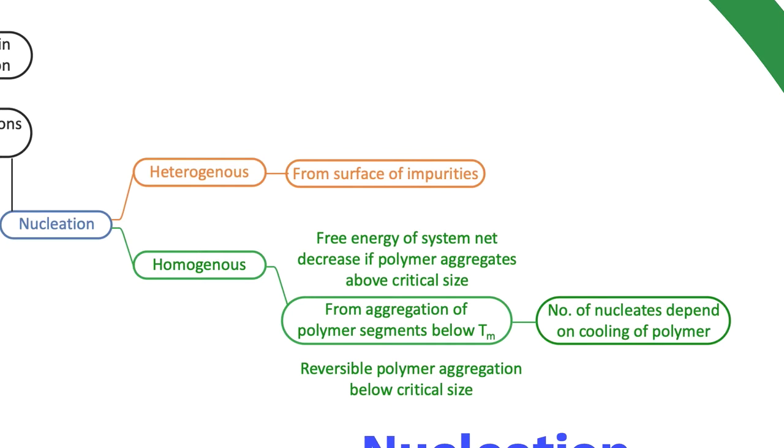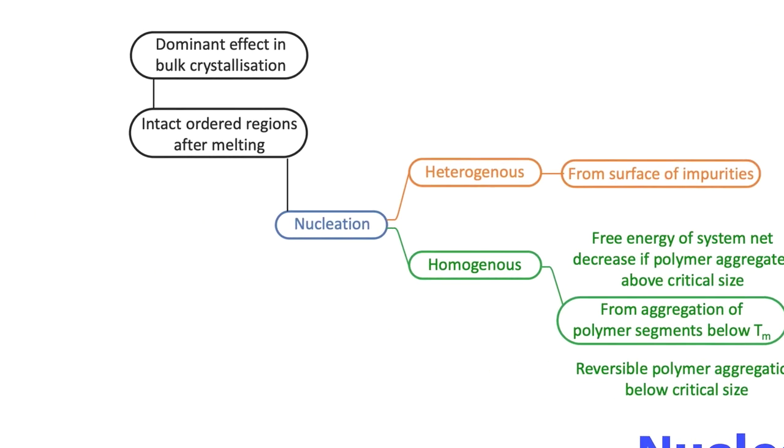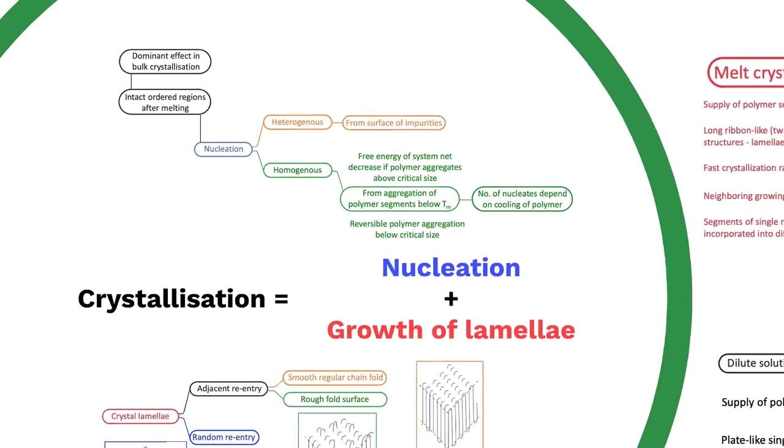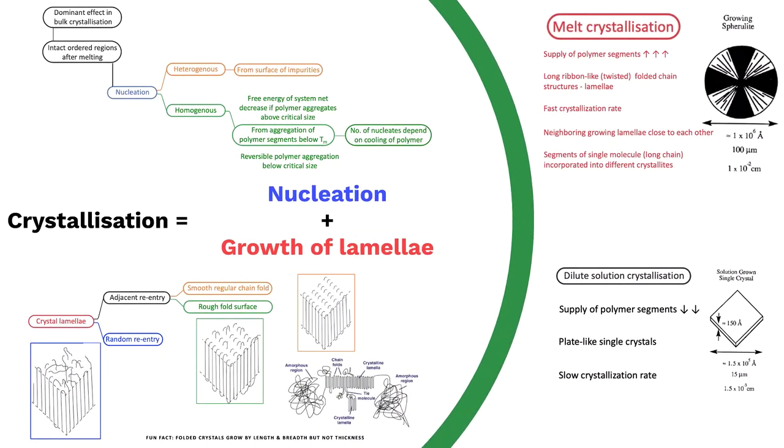Now, above a critical size for this aggregation of polymer segments, the free energy of the system will have a net decrease. If it's below the critical size, the polymer aggregation is reversible. So for nucleation to happen, you need to have intact ordered regions after melting. And this is the dominant effect in bulk crystallization. What about the growth of lamella?